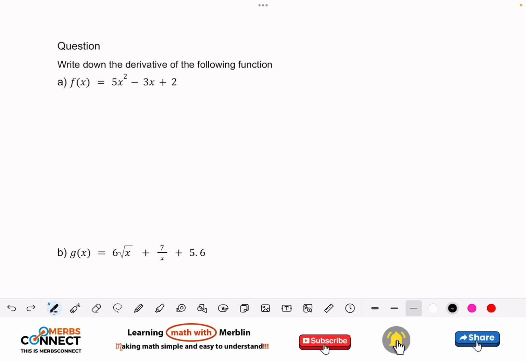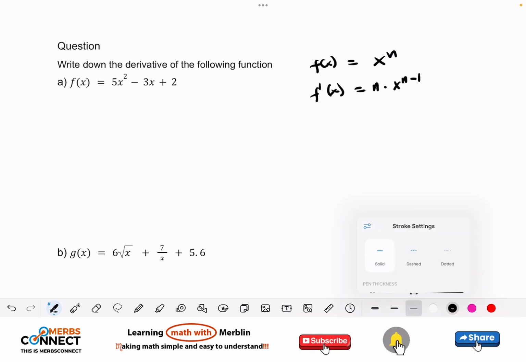The power rule says that if I have f of x equal to x to the power n, then if I want to differentiate this, I'm going to have f prime of x equal to n drops down times the function, but I'm going to subtract 1 from the power. So that is the power rule, and that is what you are going to do here.